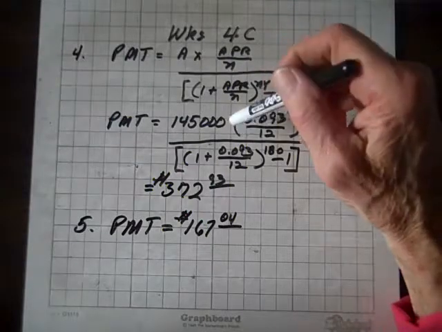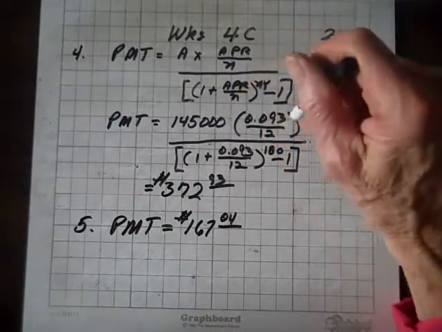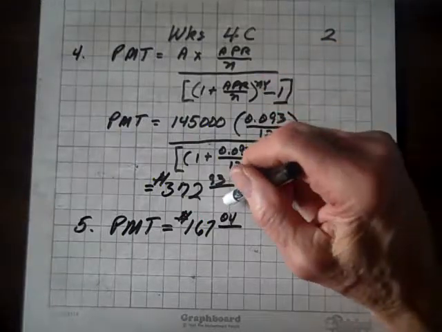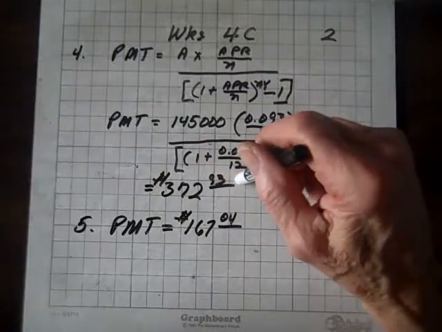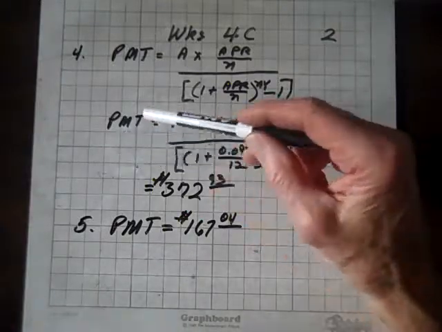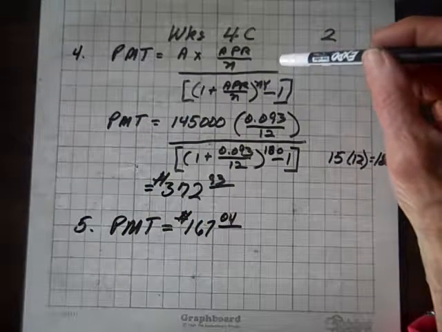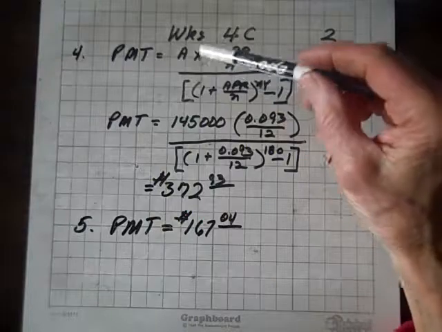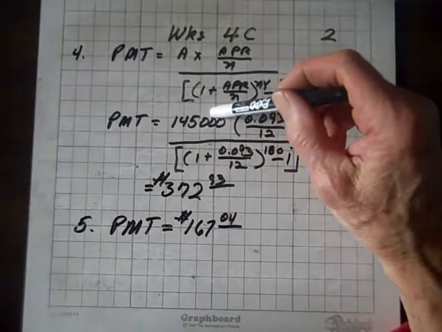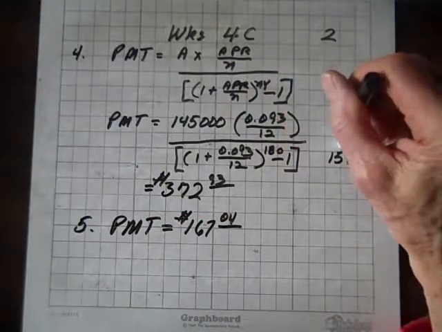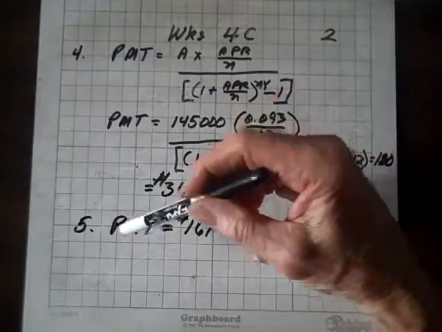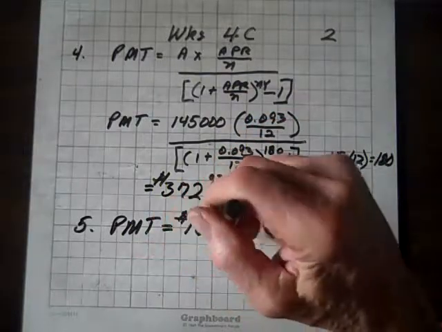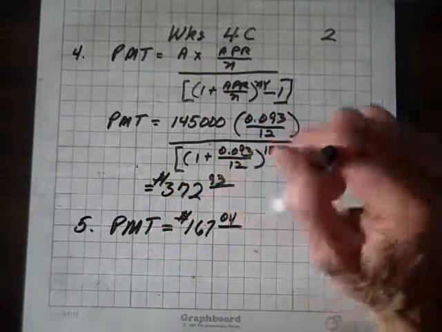And then we apply what we know about the amount, the rate, the number of compoundings, 12, and we wind up with the value of $372.93. That's the payment that must be made to get this $145,000 saved in apparently 15 years. And number 5, going through the same formula, we wind up with a payment of $167.04.